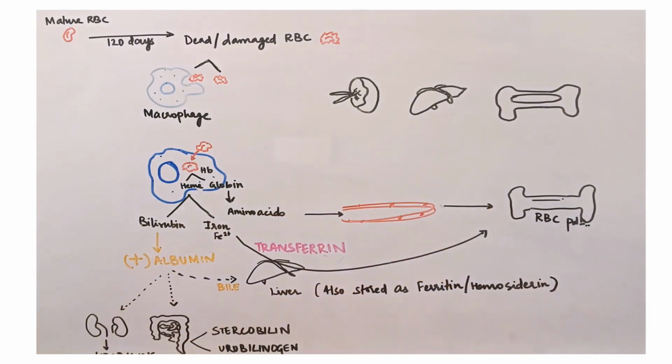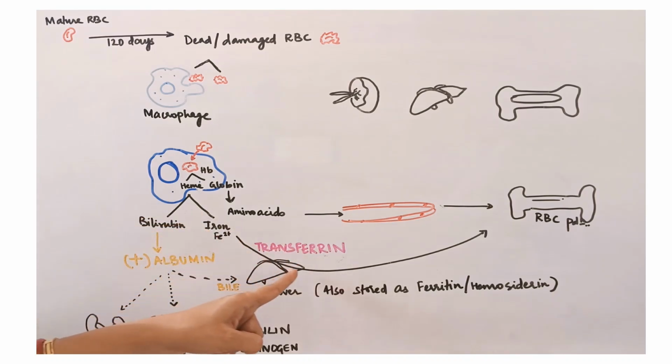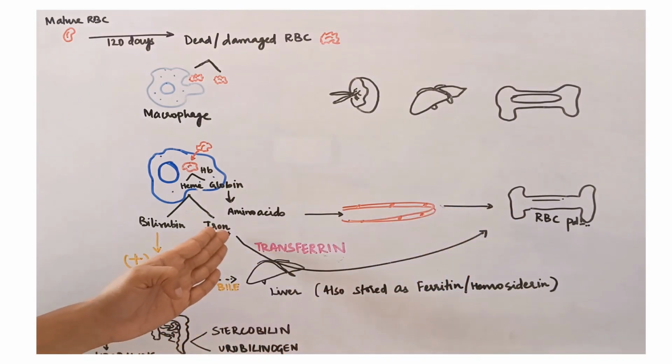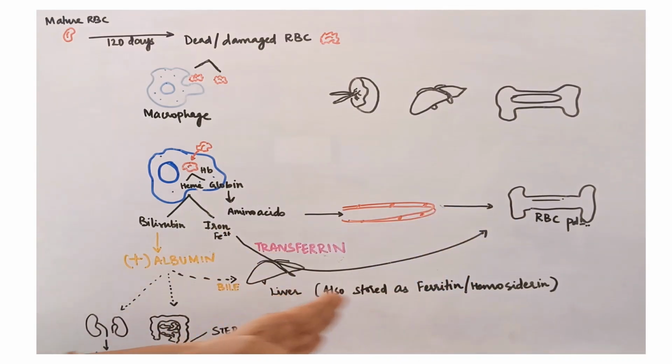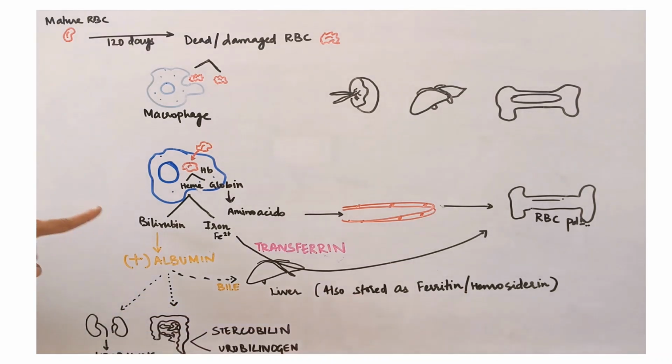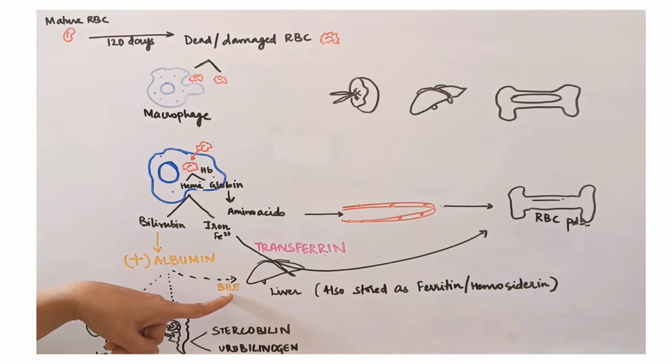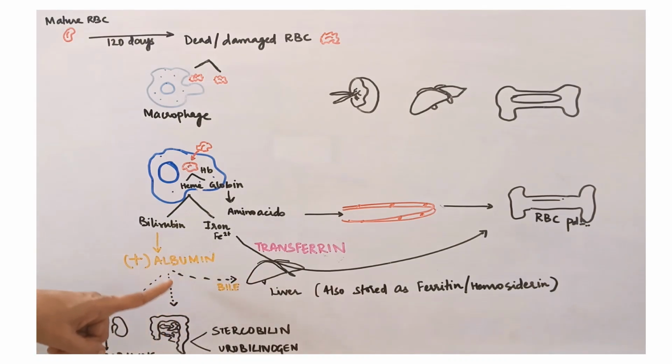The heme portion is broken down into bilirubin and iron. The iron, with the help of a transport protein called transferrin, through the liver enters bone marrow for erythropoiesis. It also gets stored in the liver in the form of ferritin or hemosiderin. Bilirubin binds to albumin and travels in the blood to the liver, which uses it in the manufacture of bile. In the intestine, bacteria break down the bilirubin and convert it to urobilinogen and then to stercobilin.